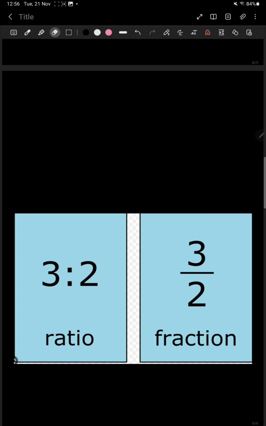The ratio can also be written in the form of a fraction. The first number will become the numerator and the second number will become the denominator. So ratio and fraction are the same things. We can write a ratio in the form of a fraction or a fraction in the form of a ratio as well.